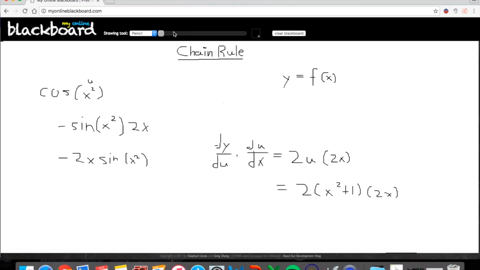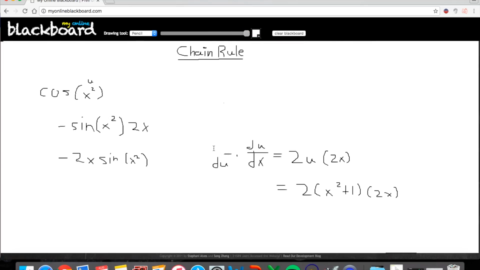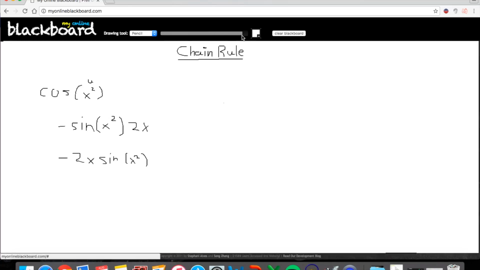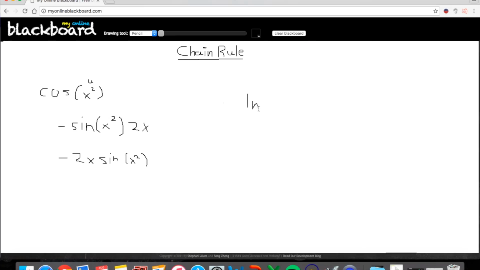Cool. Now, we're just going to do one more example, something a little bit more complicated, so you guys kind of get the gist of it. All right, we're going to take the natural log of e to the x squared. We're trying to find the derivative of this with respect to dx. So what we have is ln of e to the x squared.